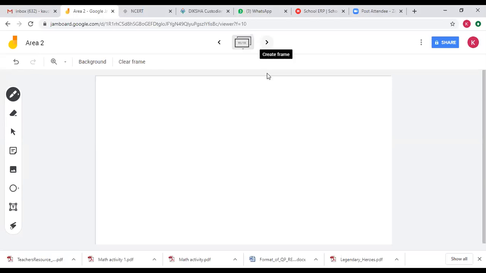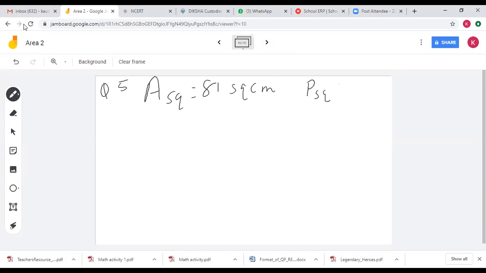Number 5. A square cardboard sheet has an area of 81 square centimeter. Find the perimeter of the cardboard. Very good. This is a very interesting example. Question number 5. Area of square is equal to 81 square centimeter, and they have asked for perimeter of square. Now we know that perimeter of square is what? 4 times side.